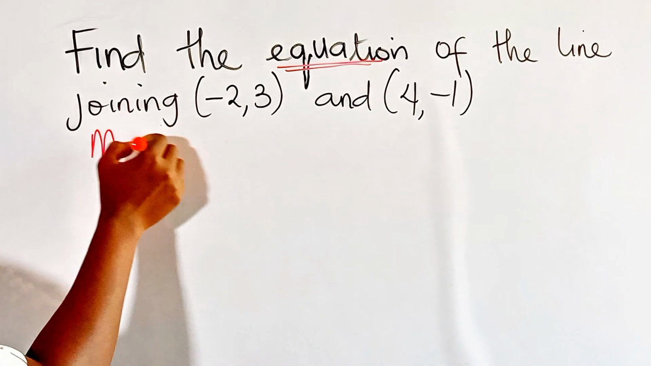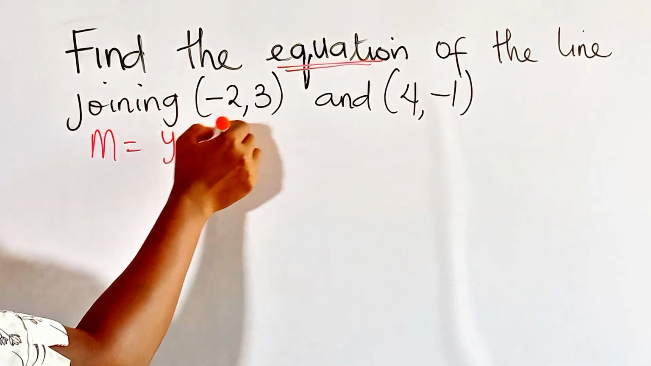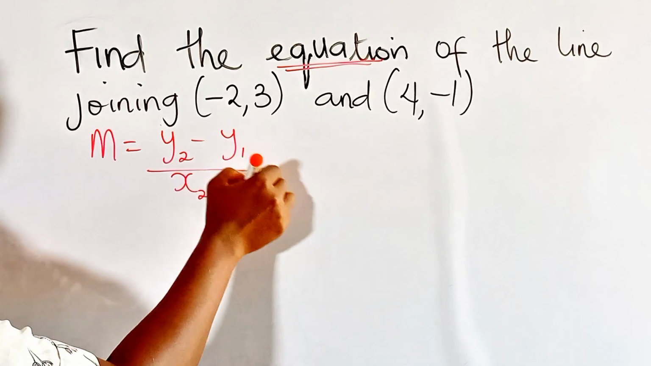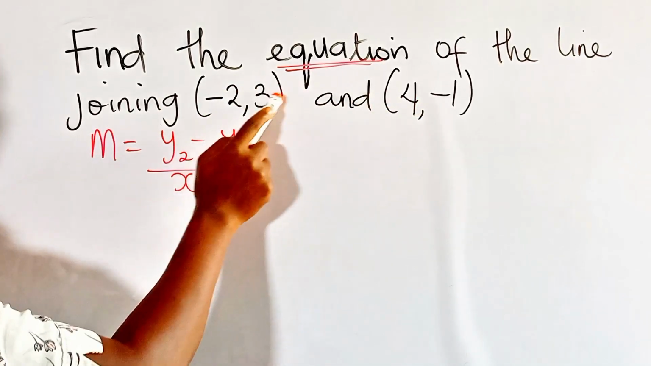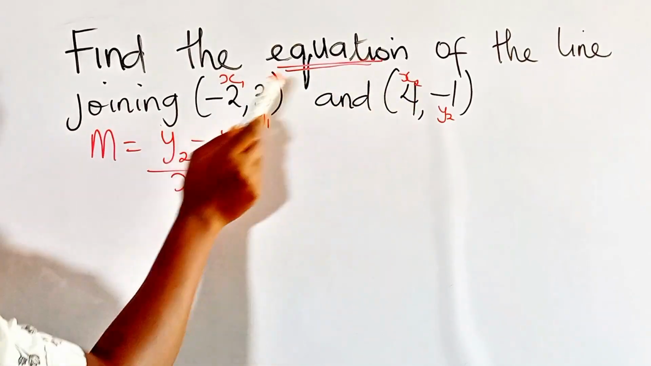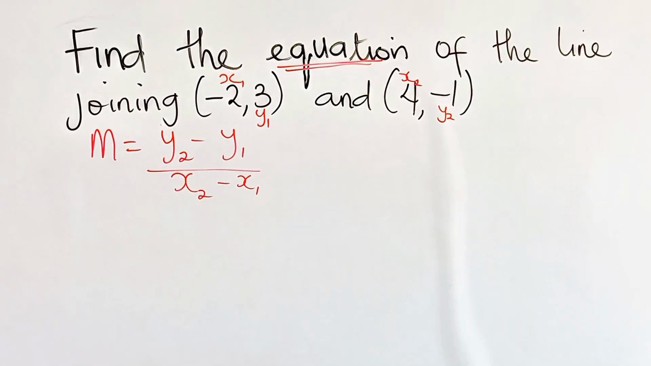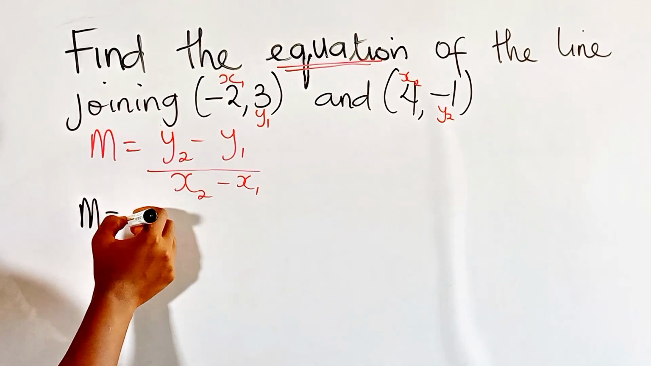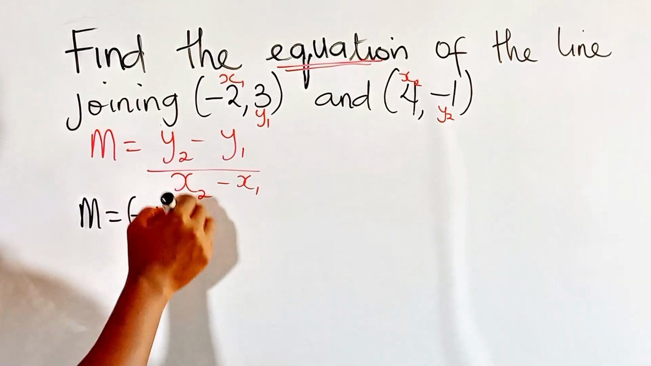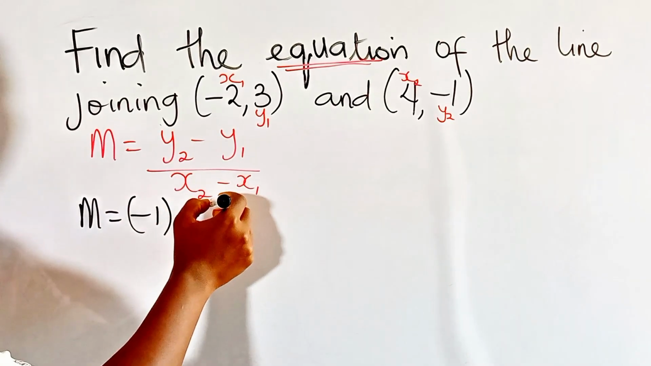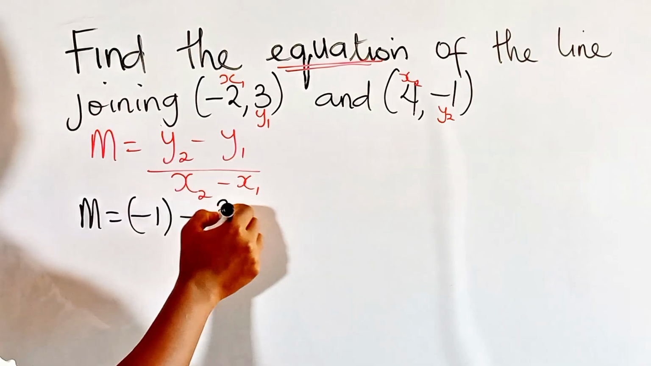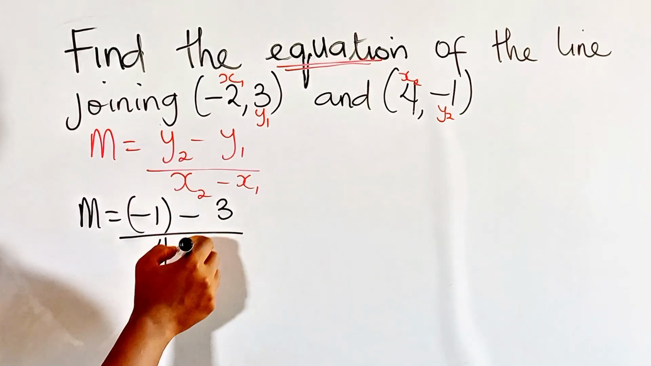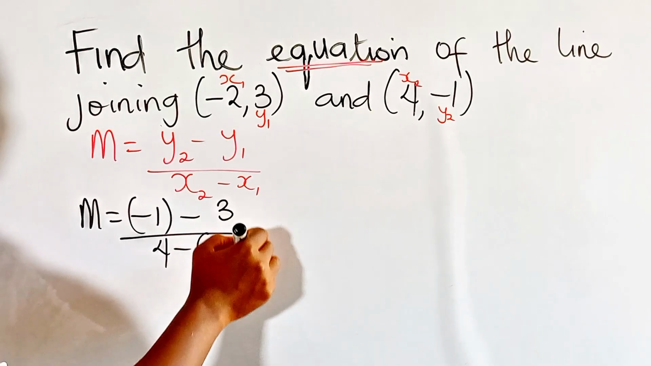M for slope is equal to change in y all over change in x. So we're going to use these 2 points. Let's substitute these values into this formula. We have m is equal to y2, which is -1, minus y1, which is 3, all over x2, which is 4, minus x1, which is -2.